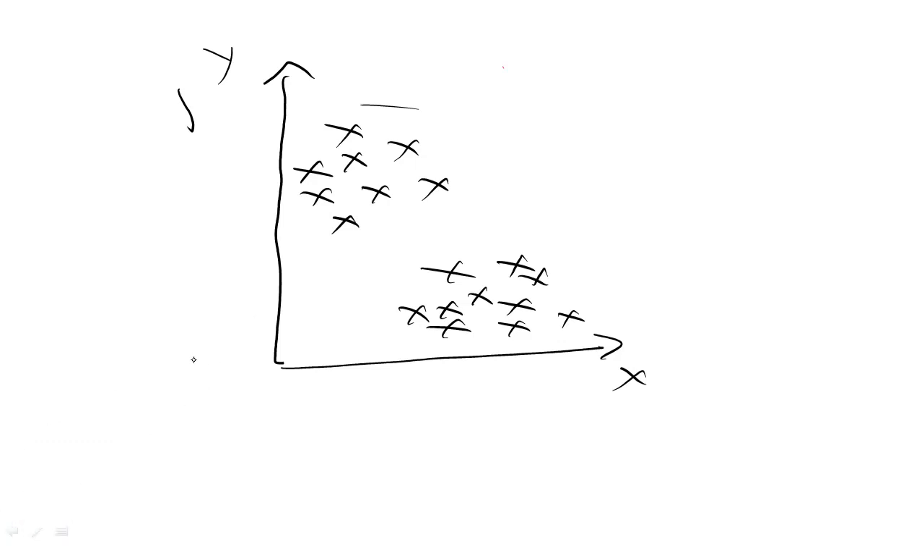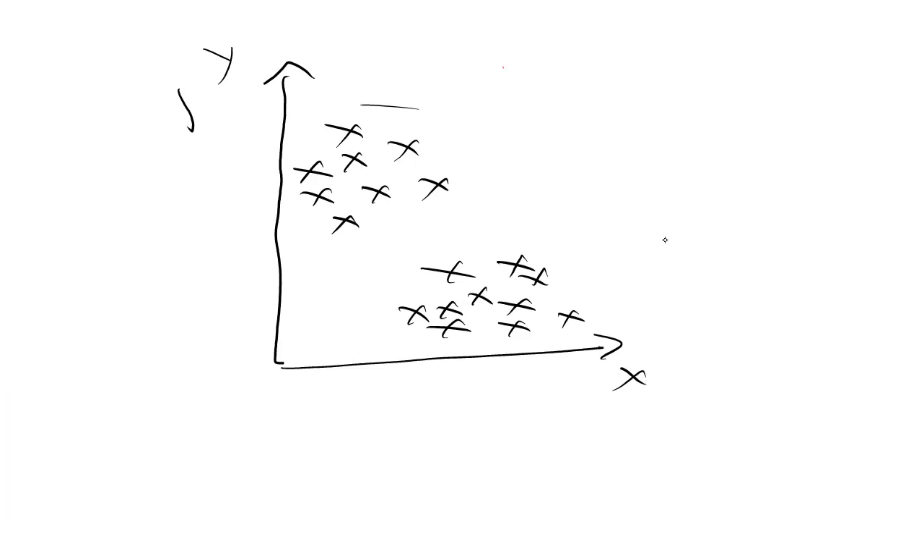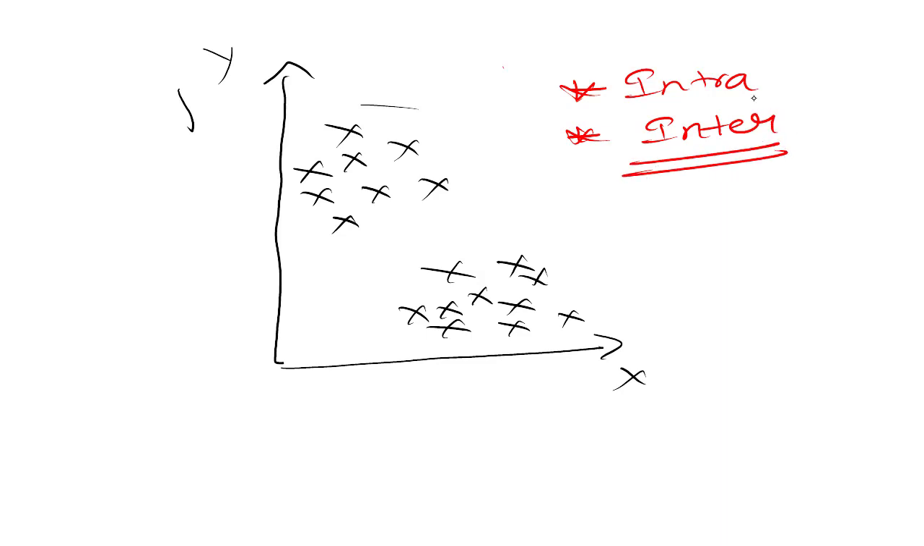So you cluster this out, and then what happens? Here is a terminology alert. In terminology we have something called intra-cluster and inter-cluster. Just listen to what I'm saying: intra-cluster and inter-cluster. So what do I mean by these intra and inter? Inter-cluster is the distance between the clusters, across all the clusters. So inter-cluster is the distance across the clusters.